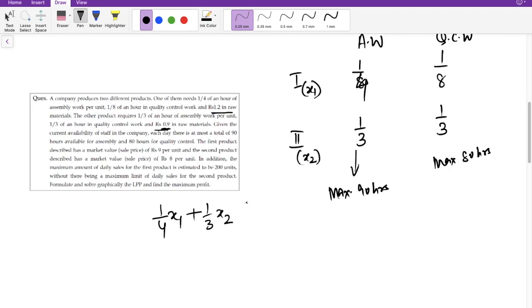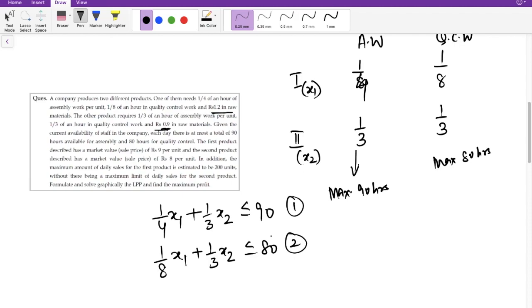And what is the maximum time available? That is 90 hours. So this would be my first condition pertaining to assembly work. Similarly, we can write it for the quality control work, and in the same lines it goes like this: 1/8 x1 plus 1/3 x2 is at most 80. So these are the two conditions which need to be satisfied.